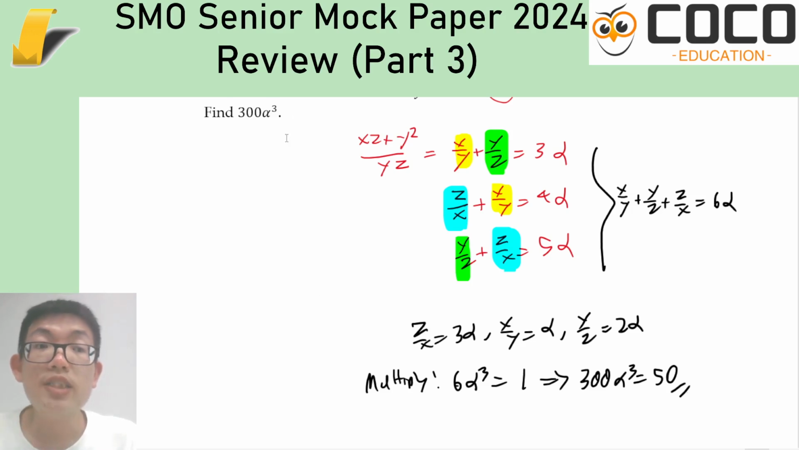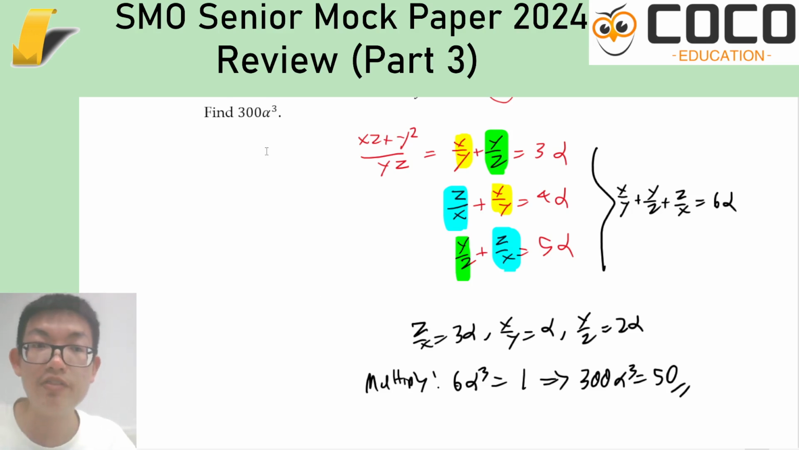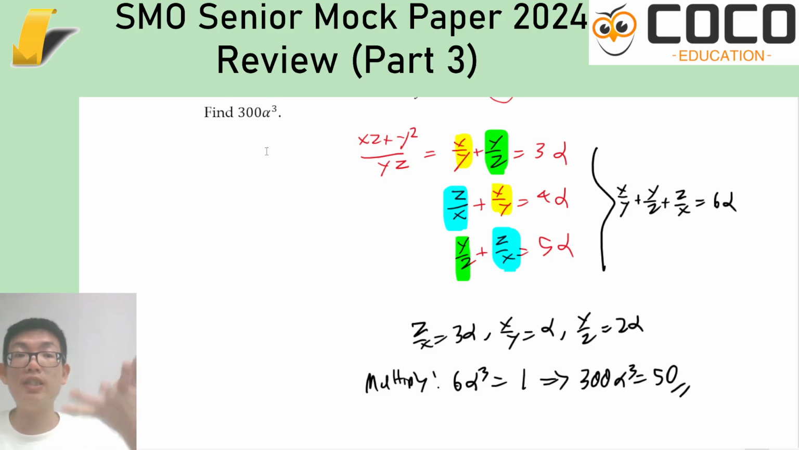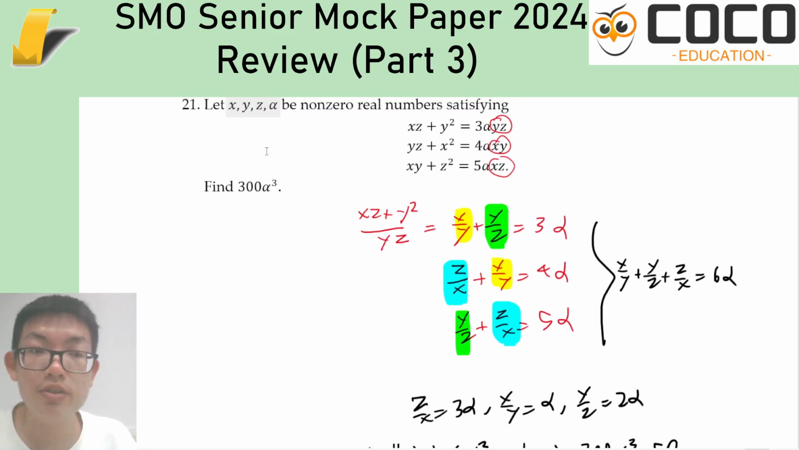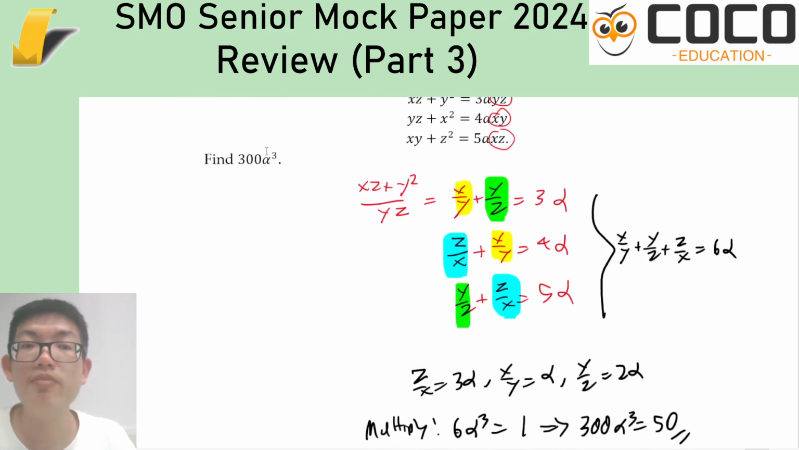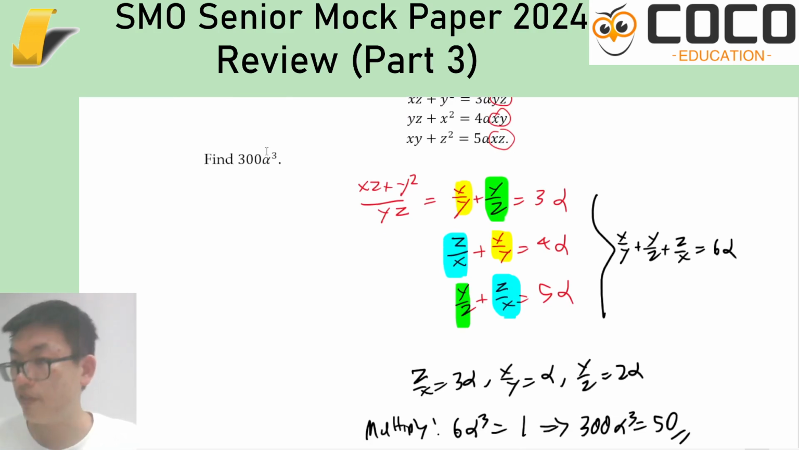Take note, the question asks you for 300 alpha cubed as well. You should not be able to actually find x, y, and z, because based on what we discovered here, you could scale them all up or down by a particular factor, and yet that would still be the same statements being satisfied. So you can't find x, y, z, but you can find alpha.